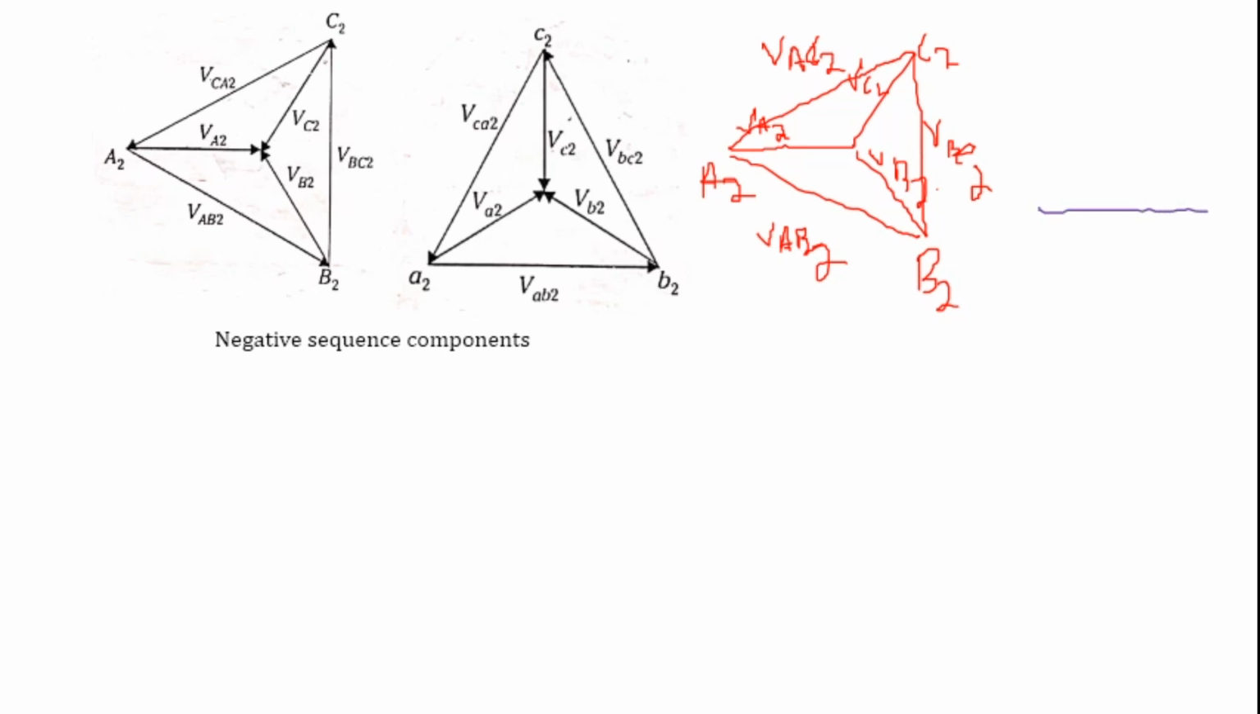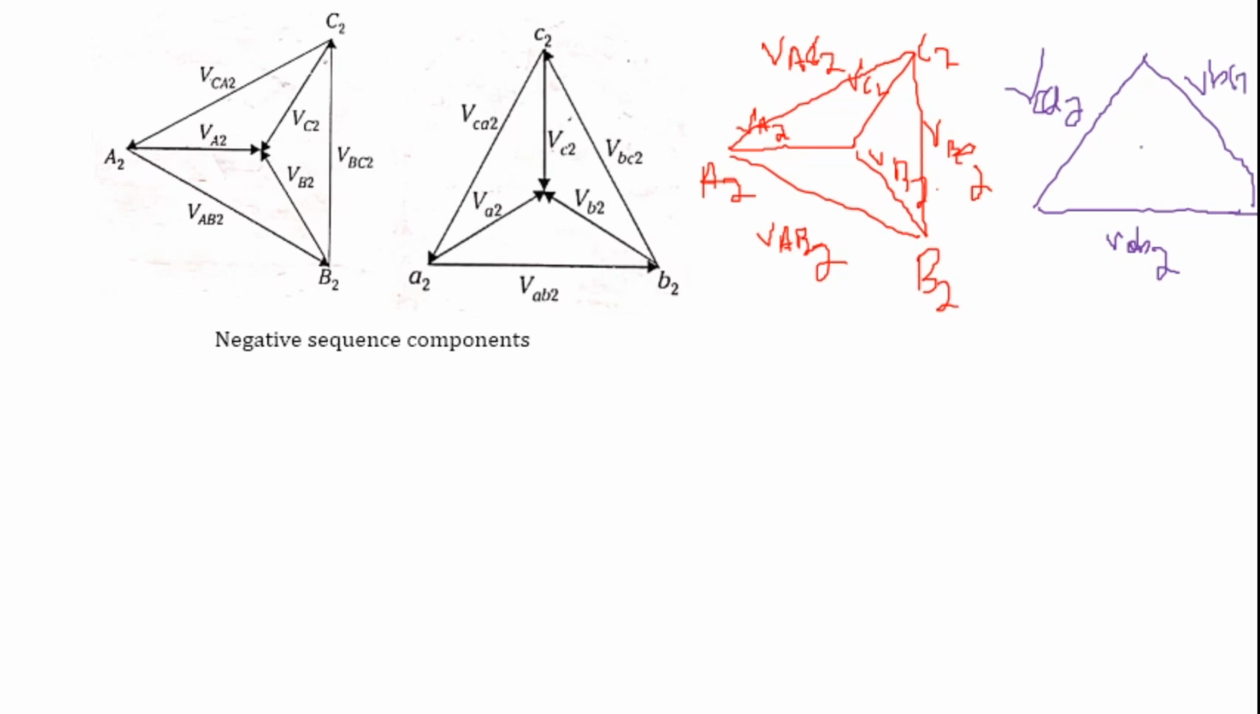Okay, let us draw this. The angle made by VA2 is the same as VAB2. Similarly, the angle made by VC2 is the same as VCA2. Similarly, VB2 is the same as VBC2.